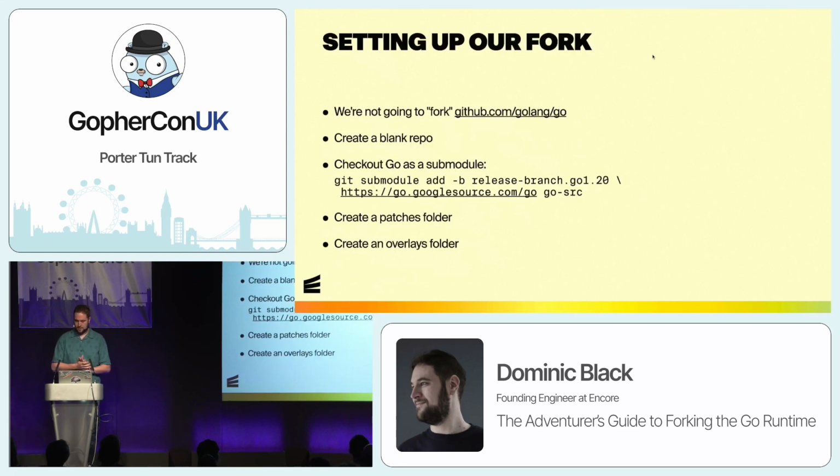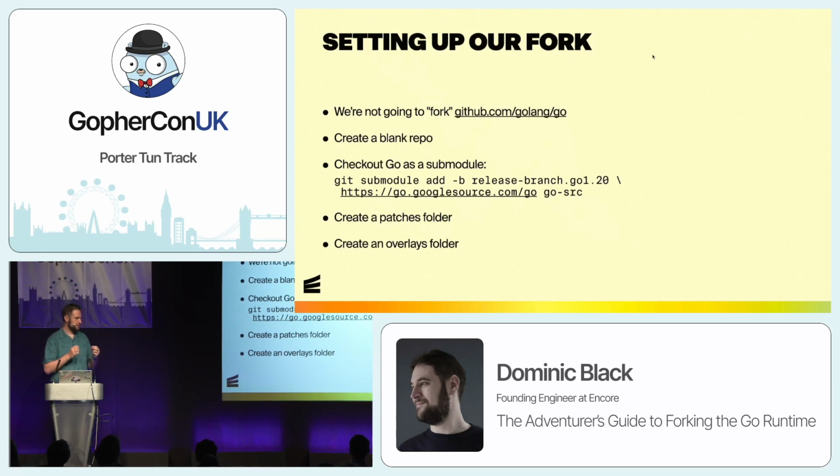So I've been lying up to now. I said we're going to fork Go, and that's not quite true. We're going to create a rolling set of patches that we can consistently apply to Go. So the way we're going to do this is we'll create a blank repository. We'll check out the Go release branch as a submodule. And Go's release branches are really lovely, because the latest commit on that release branch will always be the latest point release for that version of Go.